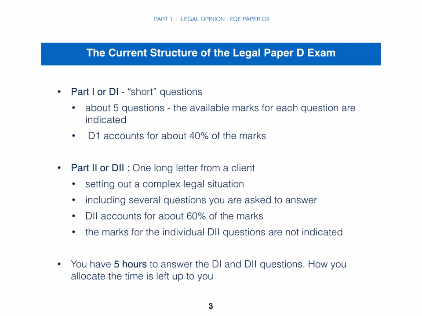Part 2, or D2, consists of one long letter from a client that sets out a complex legal situation, including several questions you are asked to answer. D2 accounts for about 60% of the marks, or 60 marks, and the marks for the individual D2 questions are not indicated, so you just have to reply to D2 as a whole. You have in all 5 hours to answer the D1 and D2 questions. How you allocate the time is left up to you.